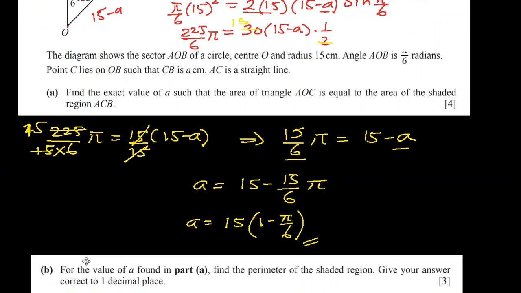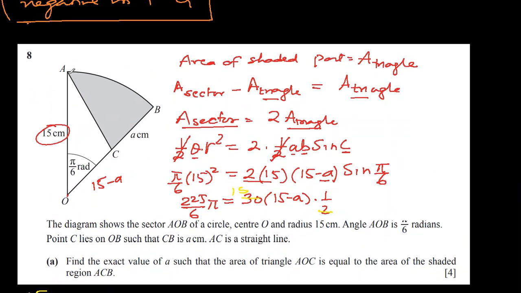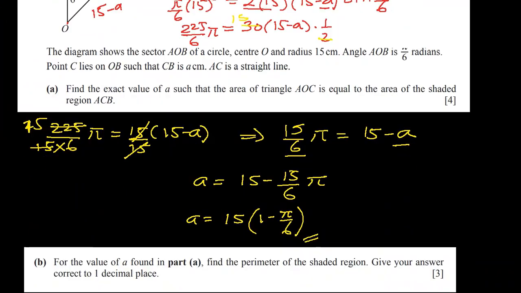Let's see what's next. For the value of A found in part A, find the perimeter of the shaded region, giving your answer correct to one decimal place. So the first part was the exact value they wanted, but now they want decimals. Okay. So to find the perimeter, we should know AC, we should know BC, which we know now because it is A and we know its value, and we should know this arc. So let's start with the arc because that is the easiest part to find out.